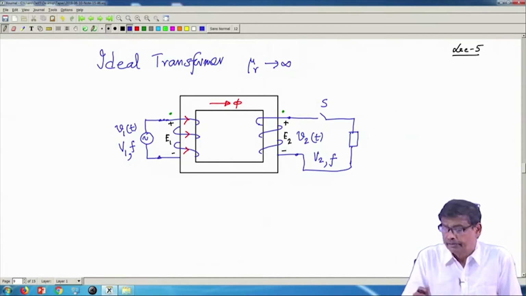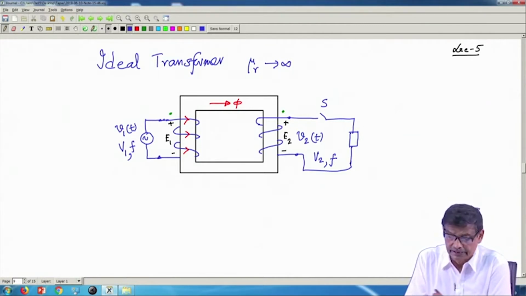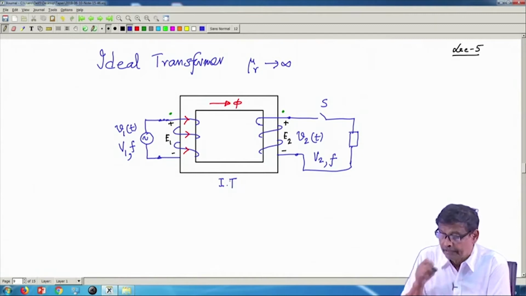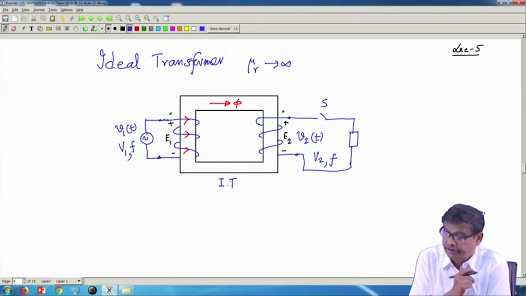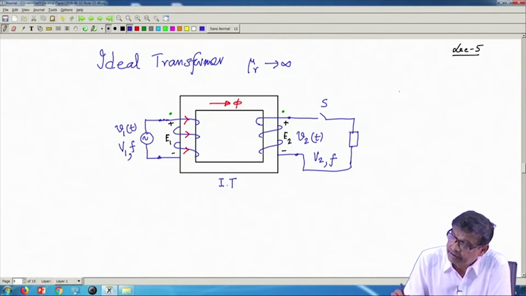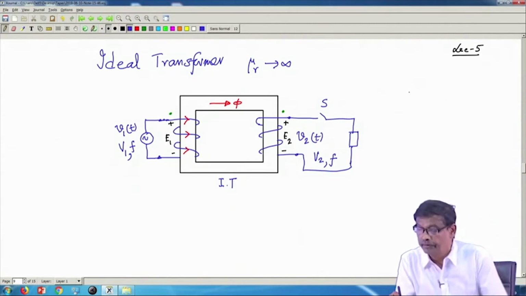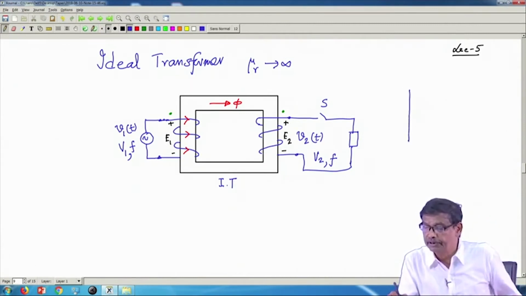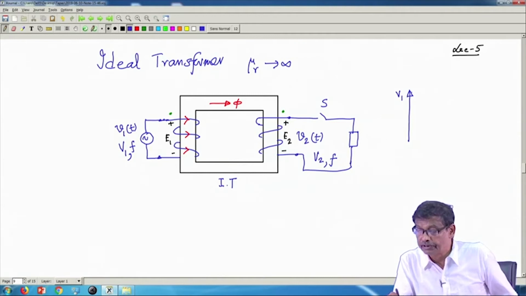In my last class, this was the thing I did. This is the ideal transformer, and therefore, under no load condition, the phasor diagram I drew was like this. This is the applied voltage V 1, and this is the induced voltage in the primary, which is of the same length as V 1, and that is E 1.